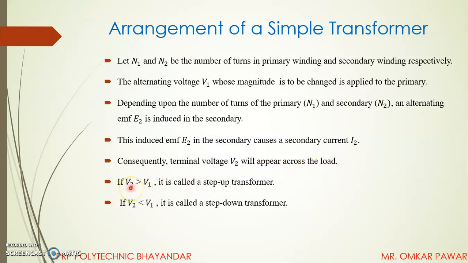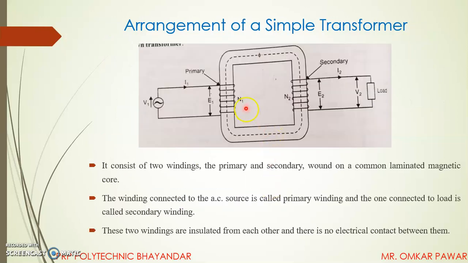When the secondary voltage V2 is greater than V1, it is called a step-up transformer. In a step-up transformer, the number of turns on the secondary side is more than the number of turns on the primary side. Let us say N1 is equal to 5 turns and N2 is equal to 10 turns, so it will step up the voltage, that is, change the level of voltage.